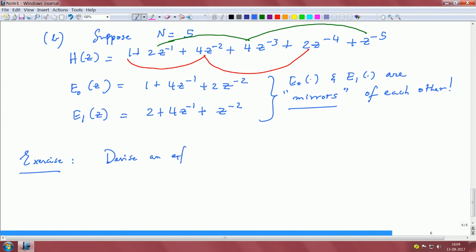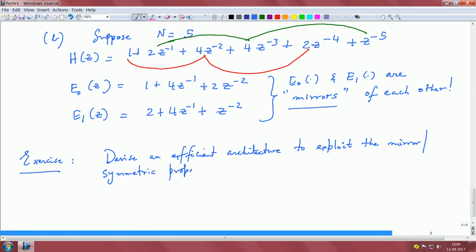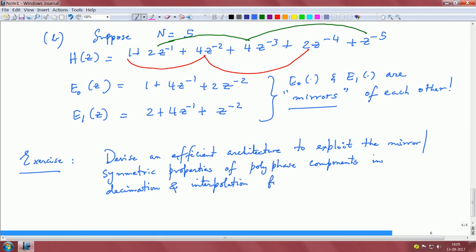Devise an efficient architecture to exploit the mirror slash symmetric properties of polyphase components in decimation and interpolation filters.